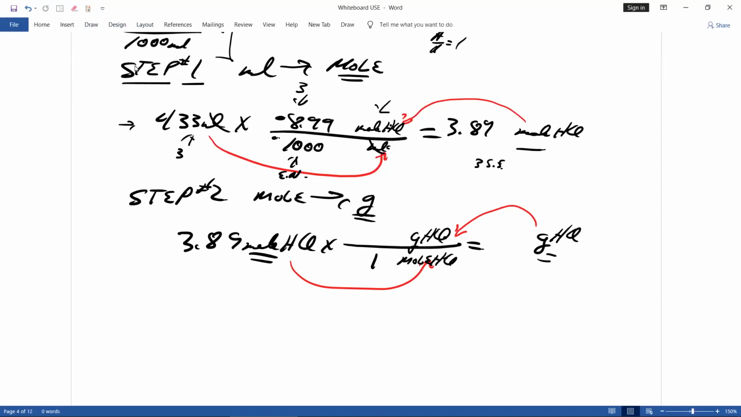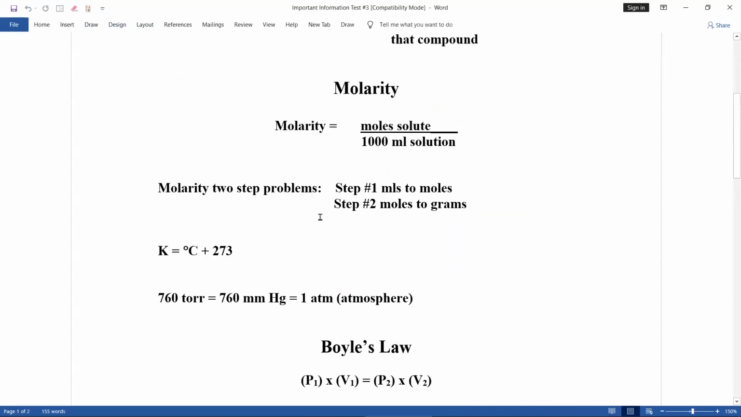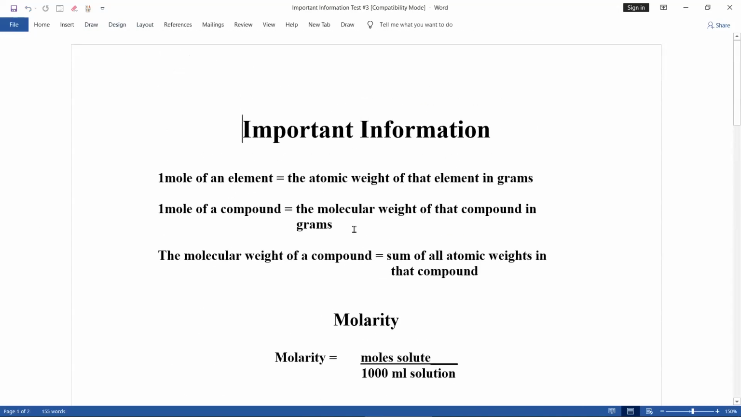1 mole. Where do I get those numbers? You go and look at important information, test number 3. 1 mole of a compound equals its molecular weight in grams. The molecular weight of that compound is the sum of all atomic weights. I've cut down on memorization, but you still have to know how to do this.